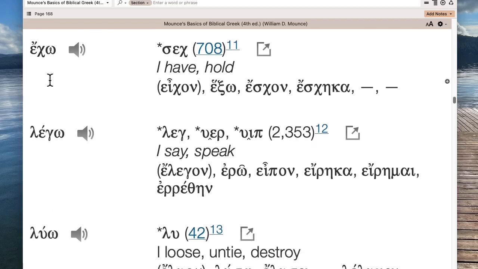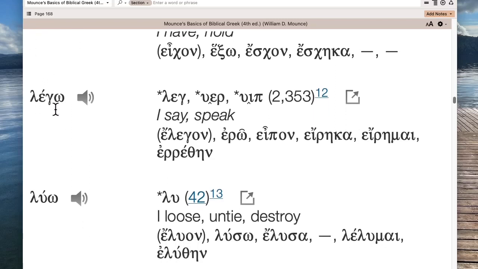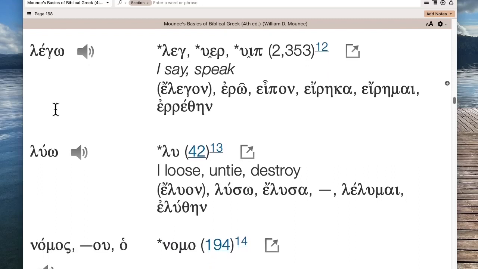Next is echo. Echo. It means I have, I hold. The root is sech. But we don't see the sigma of the root in the lexical form or in the present tense form. Echo, it sounds kind of like echo, echo, echo, but it's a chi, echo. I have, I hold. Next is lego. Lego, just like the little building bricks that kids play with. Lego. I am saying, I speak.